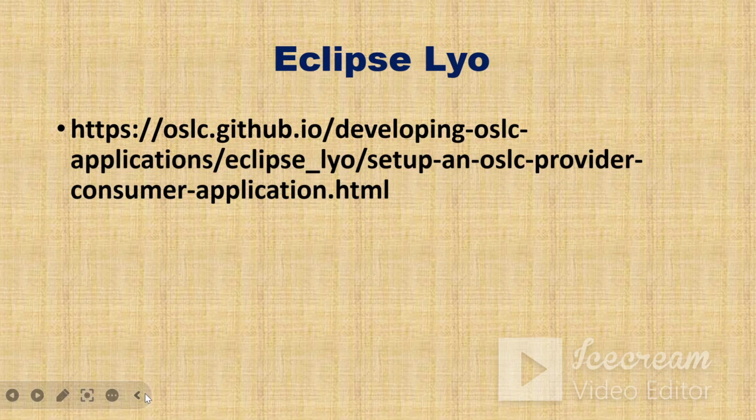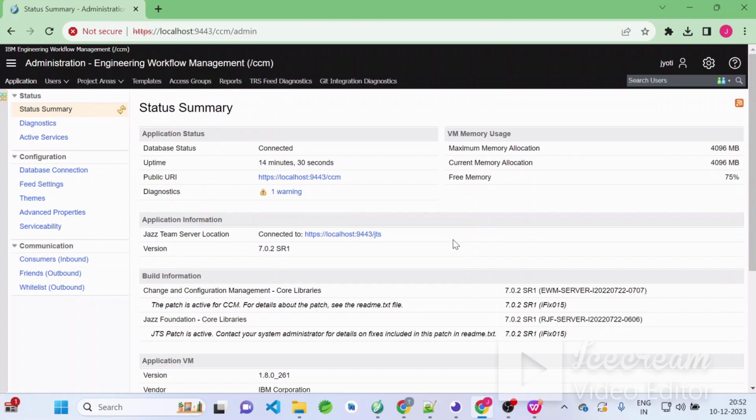Lyo is designed to be a companion to the continuing specification efforts of the OSLC community. Its main purpose is to expand adoption of OSLC specifications and to enable the Eclipse communities to easily build OSLC compliant tools, right? So let's understand OSLC with an example of how we can use the OSLC API.